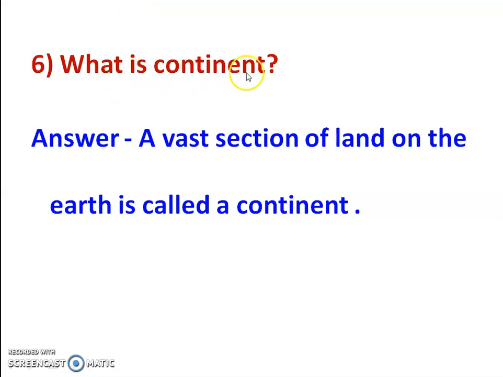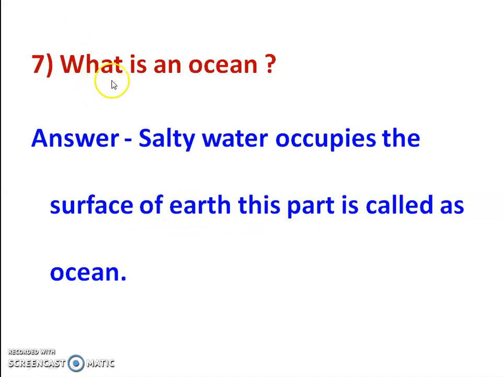Number 6. What is a continent? Answer: a vast section of land on the earth is called a continent. Number 7. What is an ocean? Answer: salty water occupies the surface of the earth. This part is called an ocean.